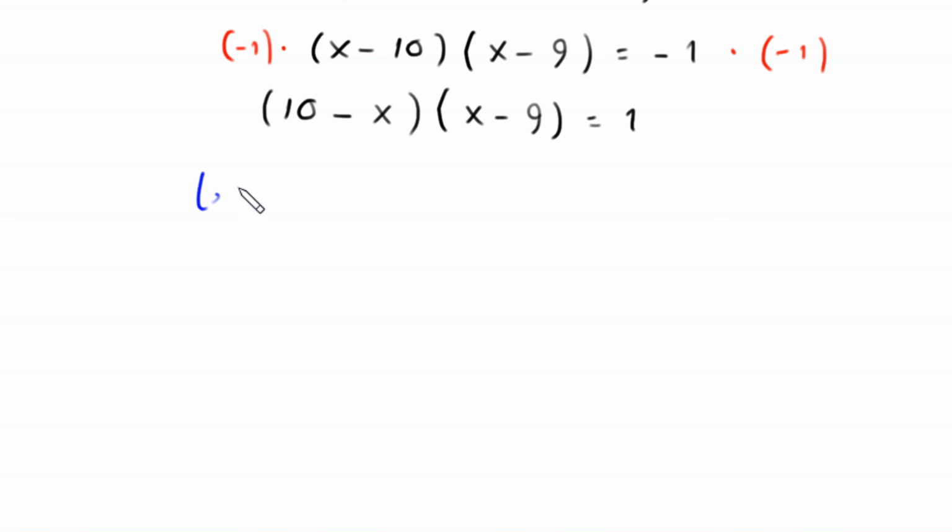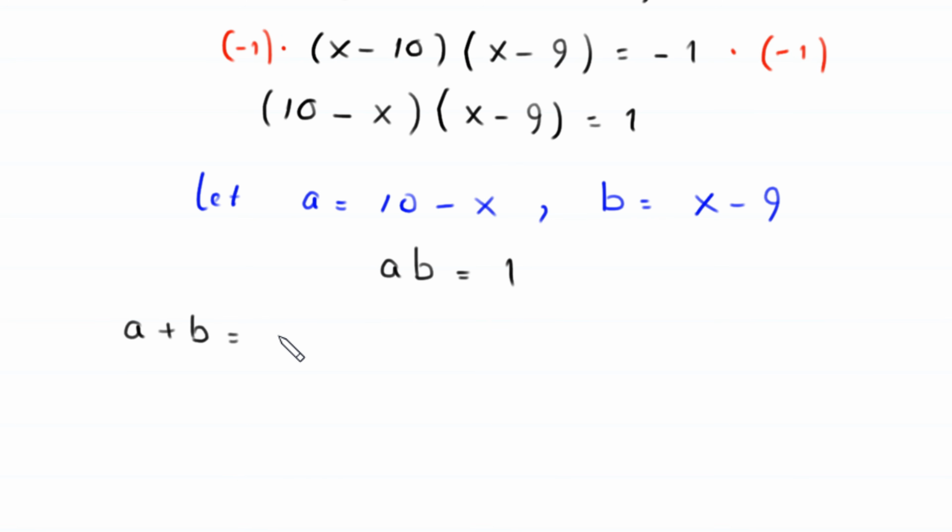Now we suppose that a is equal to this expression 10 minus x, and we suppose that b is equal to this expression x minus 9. So this original equation will become a times b is equal to 1, and if we add these two equations, this will become a plus b is equal to 10 minus x plus x minus 9. This x will be cancelled out with this negative x. This will become a plus b is equal to 1.